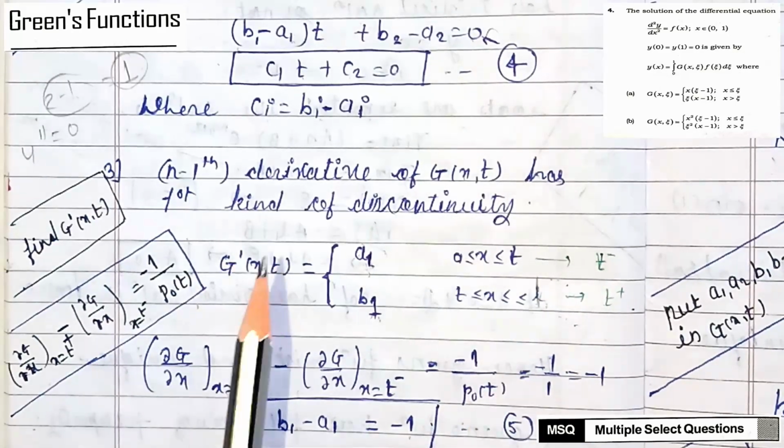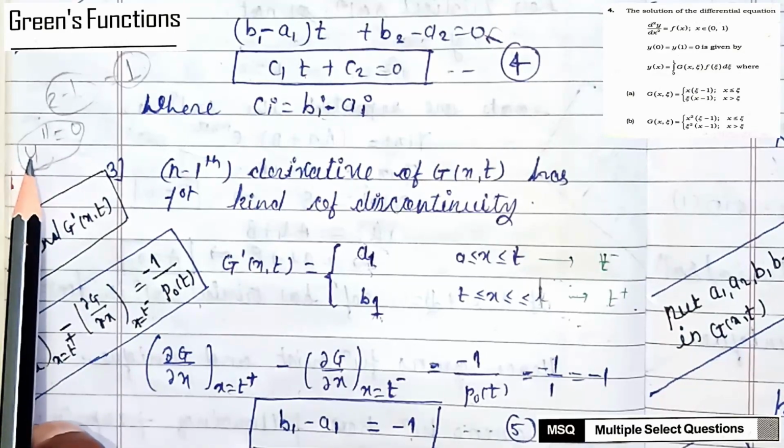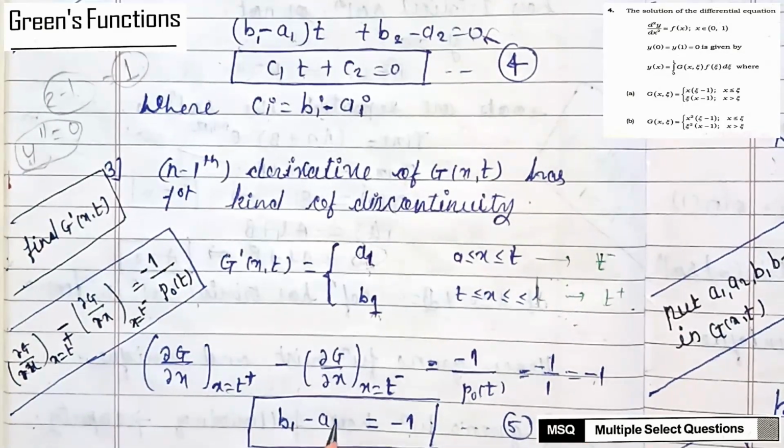So p0(t) is a coefficient of our boundary value problem, the coefficient of the nth differentiation. The coefficient for the nth differentiation is 1 here, so −1/1 is −1. So b1 − a1 is equal to −1.